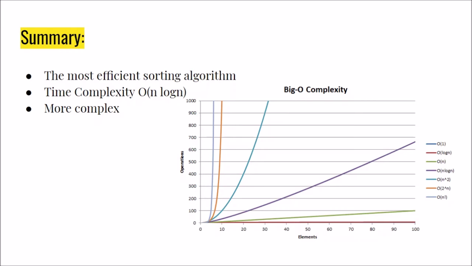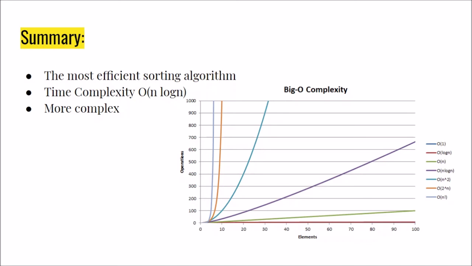Well, not compared to the actual linear, which would be O(n), but compared to another algorithm like bubble sort, which I'll be going over, which is O(n squared), the blue line, we can see that the purple line is a lot more efficient, and that's why we tend to use merge sort most of the time.